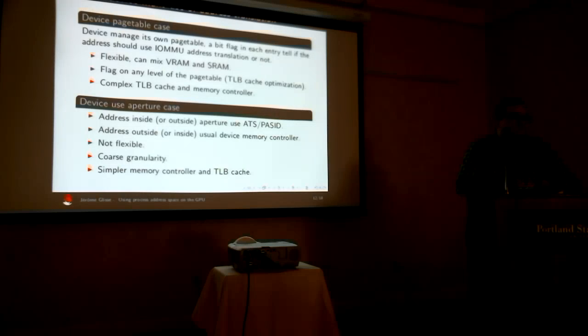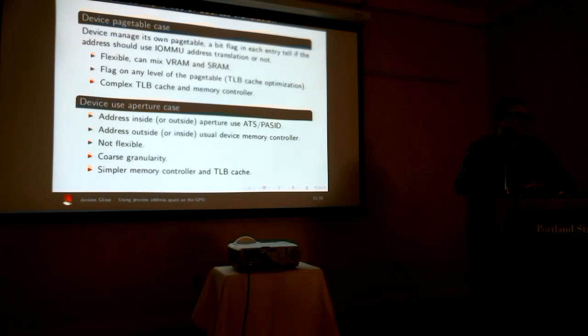This is a very flexible solution because it means you can intermix mirrored address space with non-mirrored address space. So you can say, okay, I'm going to mirror the first 2 GB of my address space and the rest I'm going to use for something else. The thing is, by having a single flag for each page table entry, it makes the whole memory controller for devices and the whole TLB cache much more complex than you wish it to be.